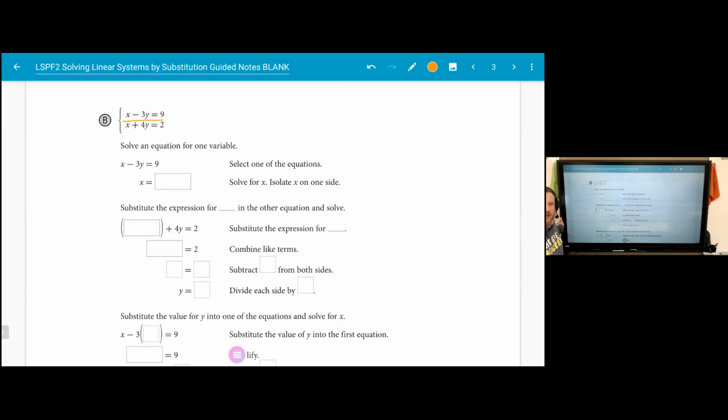If I'm solving for x, I'd add 3y to both sides. X equals 3y plus 9. That's step one. We've solved one equation for one variable. The second step is anywhere you see x in the other equation, you're going to substitute 3y plus 9. In other words, 3y plus 9 in parentheses plus 4y equals 2.